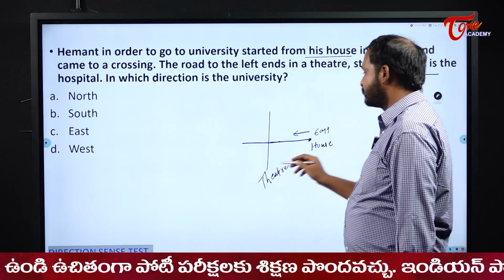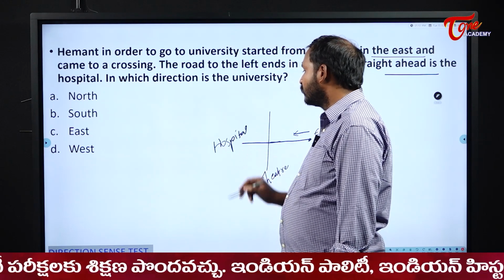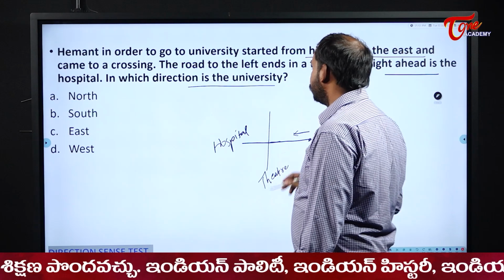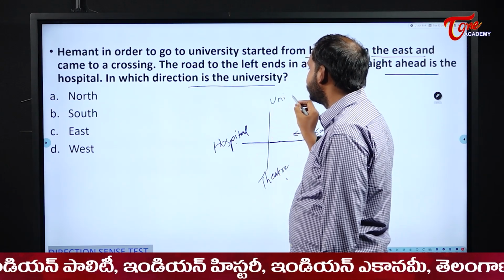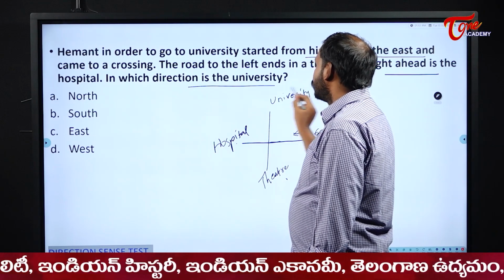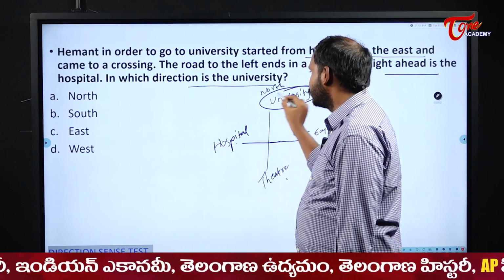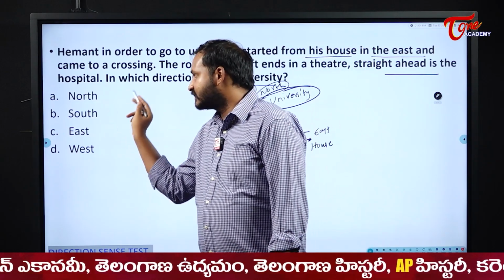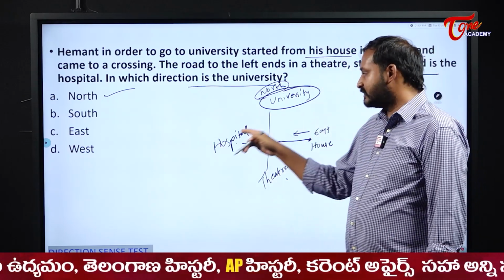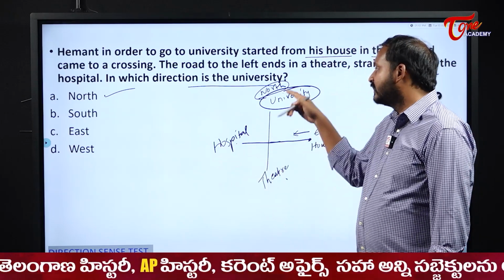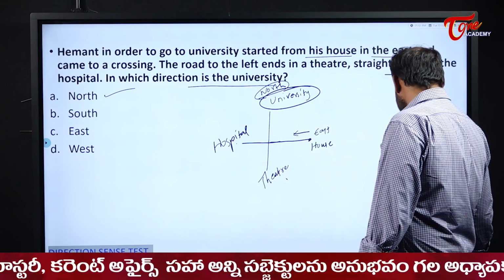Straight ahead is the hospital. Now this is hospital. If we go straight, in which direction is the university? Now this is theatre, this is hospital. So obviously this is the university, right? So university is in which direction? In the north direction. Understood? Towards east his house is there, straight ahead is hospital, left is theatre, towards right it is university.